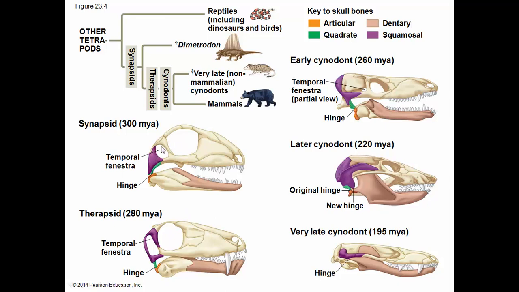Primitive synapsid has this area called the temporal fenestrae. This is an area where muscles came through and helped to close the jaw bones and make it an effective predator. The therapsid also has the temporal fenestrae. It has a hinge in its jaw. The early cynodonts have the temporal fenestrae. The later cynodonts begin to lose the temporal fenestrae. And what's also interesting here, I want you to look at the articular and quadrate bones here and here. These bones were later adapted to form the ear bones of mammals. And ears are an adaptation in mammals that are particularly well developed. The sense of hearing in mammals is one of the advantages that mammals have over reptiles. Reptiles do have a sense of hearing, but it's not as highly evolved as mammals.